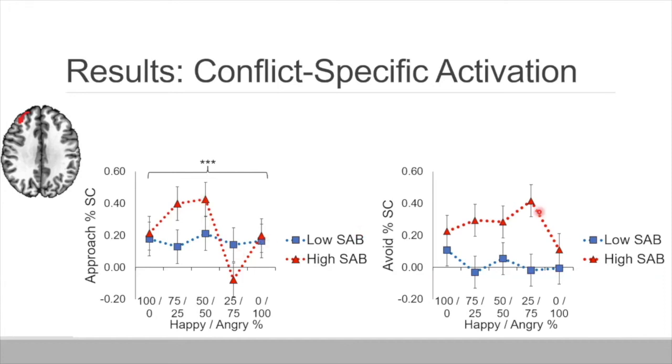In the avoid condition, we see that the high socially avoidant individuals are generally more elevated in their DLPFC activation compared to the low socially avoidant individuals. So it doesn't seem to really differ as a function of the specific ratio of happy to angry. It just seems that during avoidance, high socially avoidant individuals are more globally activated in this region compared to low socially avoidant individuals.